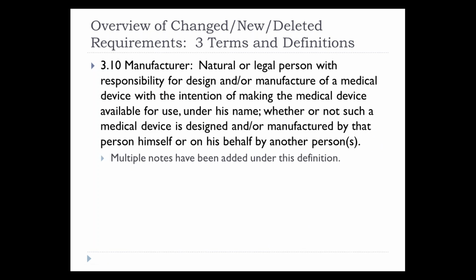And the final definition we're going to go through is 3.10, manufacturer. This is the natural legal person with responsibility for design or manufacture of a medical device with the intention of making the medical device available for use under his name, whether or not such a medical device is designed and or manufactured by that person himself or on his behalf by other persons. So if the device is under somebody's name, they're considered the manufacturer. They can choose to outsource the manufacturer, but if it's being sold under their name, they're deemed the manufacturer.